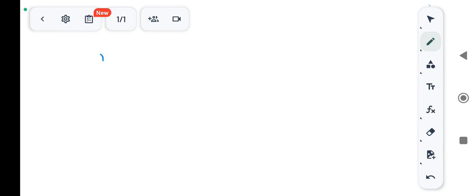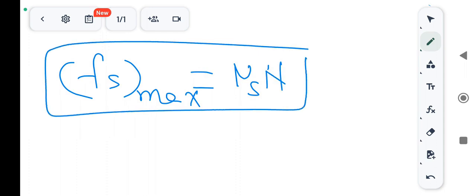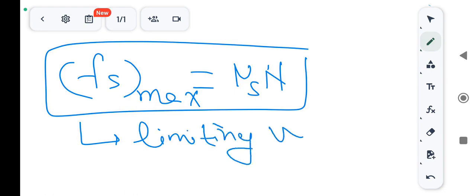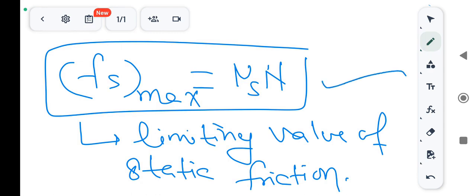The maximum value of static friction, fs max, is equal to mu s multiplied by N. This is called the limiting value of static friction. This point is to be noted.